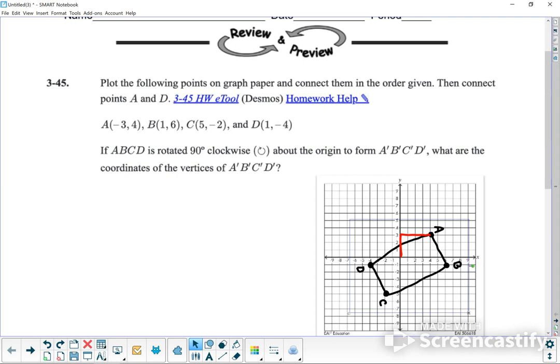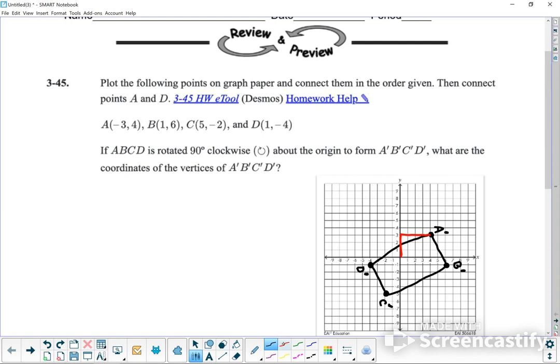And again, it was going left 3 and then up 4. But now when I spin that, when I take that little, we call it the hook, we're going to go up 3 and then to the right 4. And that's where my new A prime, B prime, C prime, D prime is. So that right there is going to be called A prime, B prime, C prime, and D prime.